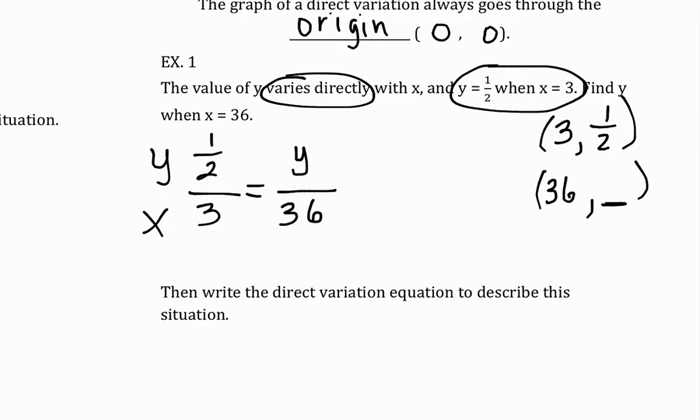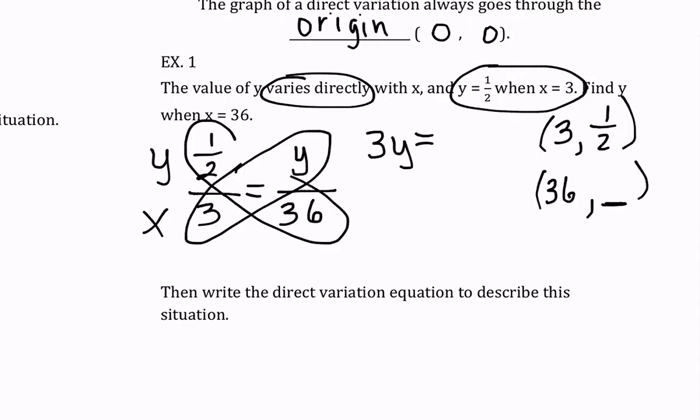So I'm going to go diagonally. I'm going to take this 3 and this y and multiply them together. 3 times y is 3y. Okay, this is where I have a lot of students mess up. You go diagonally, then you make it equal, and you multiply the other diagonal. So I'm going to take 1/2 and multiply it by 36. 1/2 times 36 is 18.